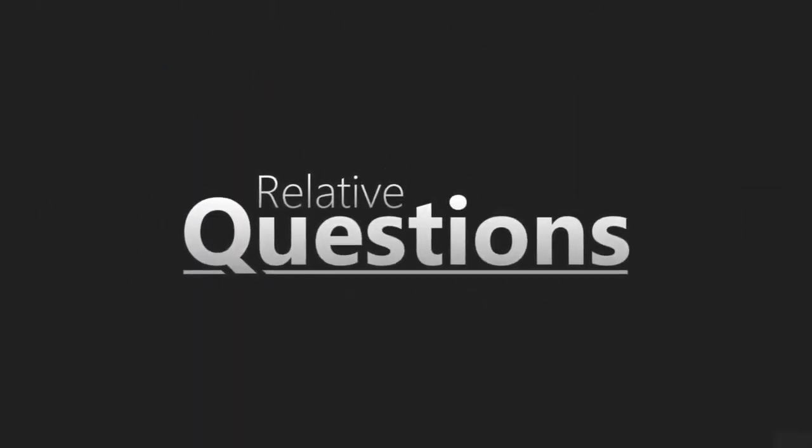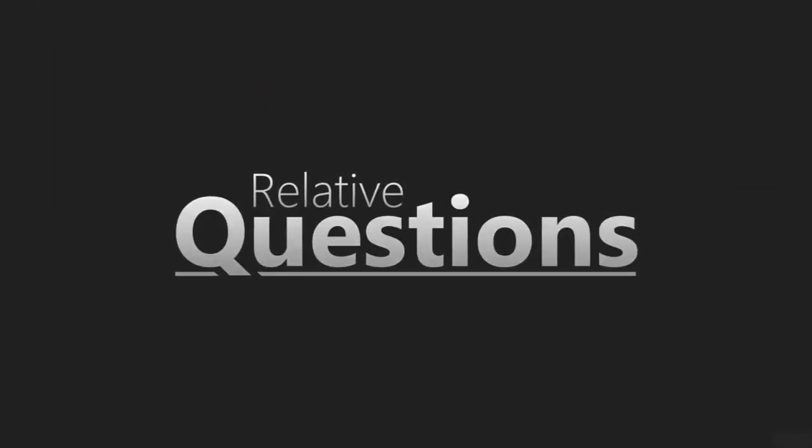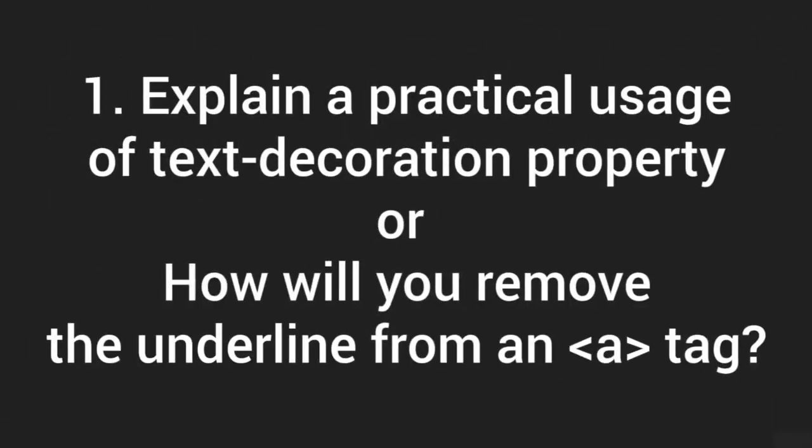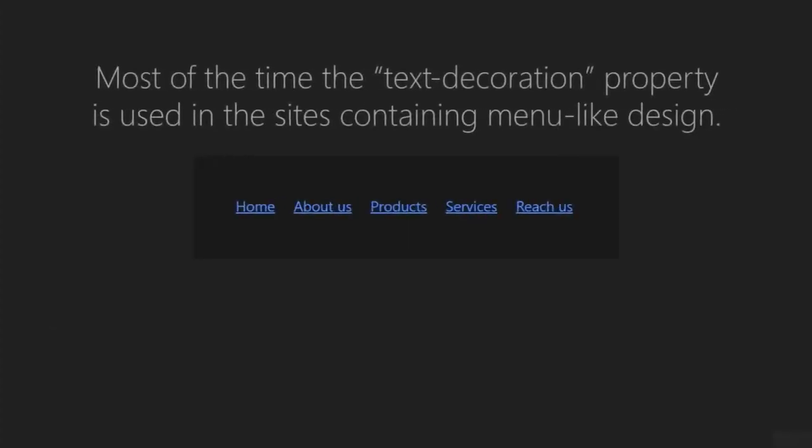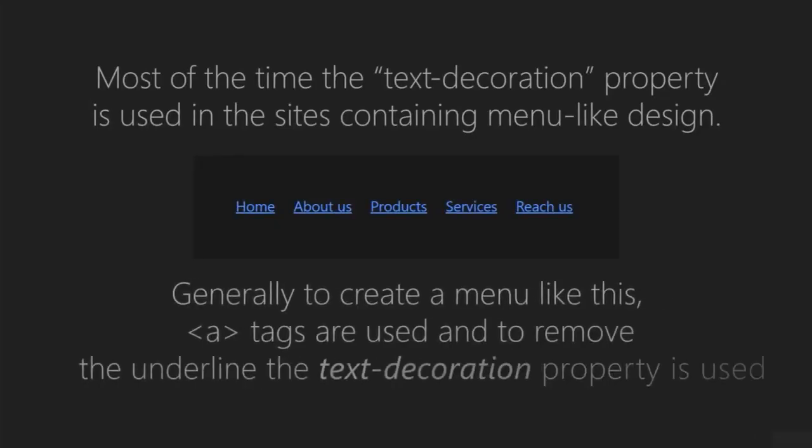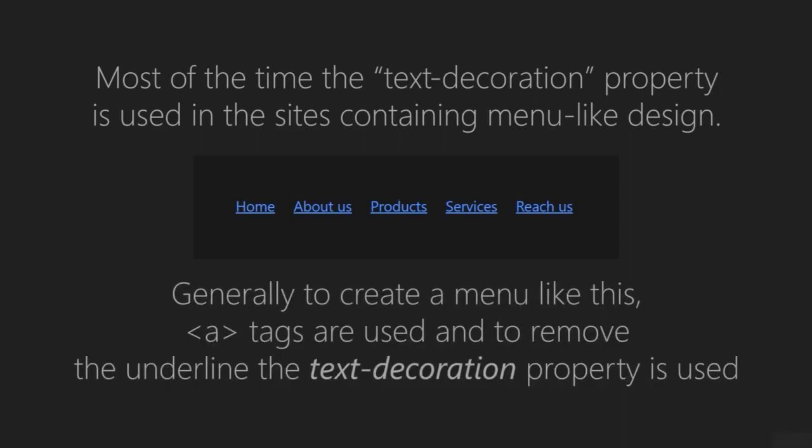So let's talk about a question or a practical implication of this text decoration property. Explain a practical usage of text decoration property if that's the question, or I may ask you how will you remove the underline from an anchor tag? So most of the time you see that text decoration property is used when there are sites containing menu-like design. Generally, to create a menu you have to use the anchor tag, but when you put anchor tag it comes with an underline. To remove that, you can practically implement this.